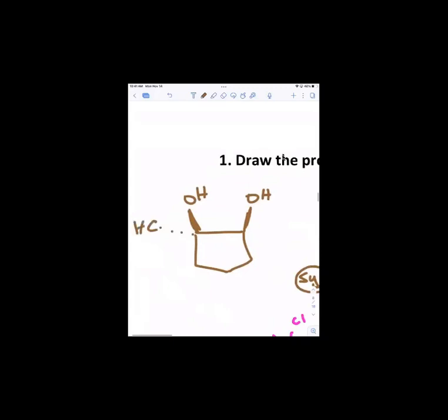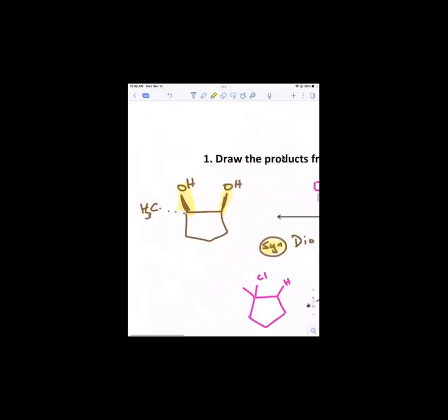I'll write this methyl group in so you can see that. If you notice here, the alcohols are both wedged. They both are coming out of the page. That's what that means when we say cis. It means same side. I can draw it this way, or I can draw them this way, going back into the page on a dash line. And then the methyl group would be wedged like that.